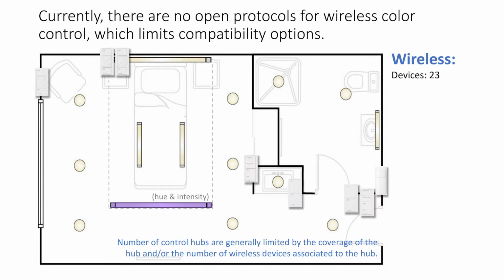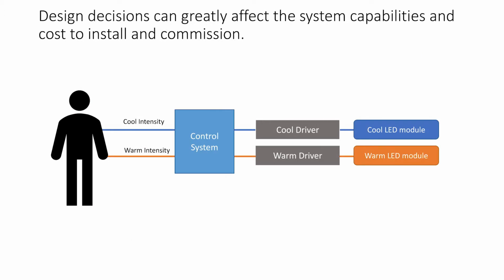And then there's the holy grail of wireless, and there really isn't any common protocol for color. So there's a limited number of these things, and for some of them, the number of zones depends on how many hubs or receivers you have on the system.